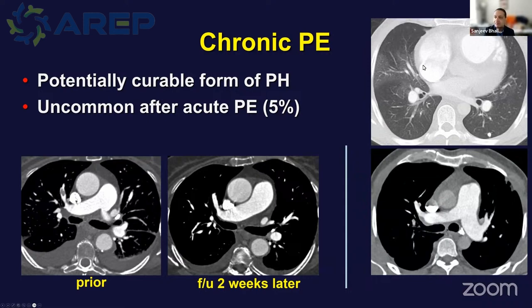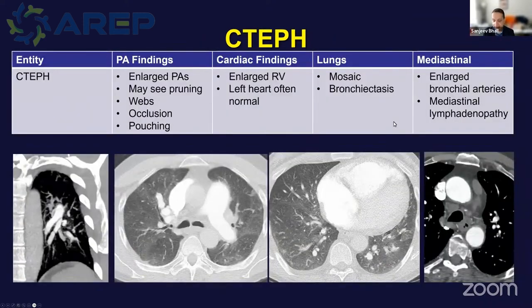Again, with chronic PE, we look for eccentric filling defects, very different than what we saw with the acute PE. And here you can also see that we've got these areas of mosaic attenuation, which are very typical. When we use that approach of looking at the pulmonary artery findings, looking at cardiac findings, lungs, and mediastinal findings, with chronic PE, we tend to see these webs, we tend to see these areas of occluded vessels.